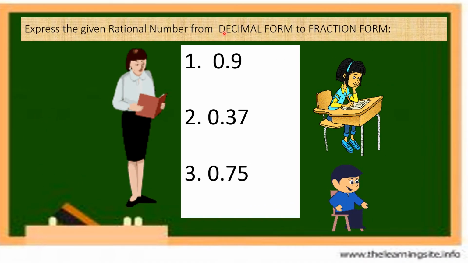Express the given rational number from decimal form to fraction form. Number 1, 0 and 9 tenths. Number 2, 0 and 37 hundredths. Number 3, 0 and 75 hundredths.